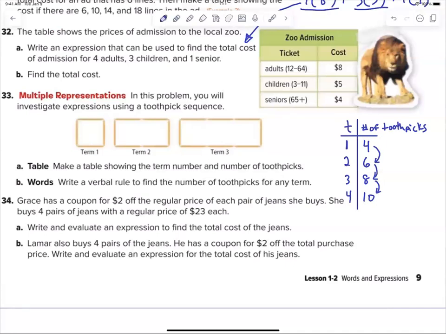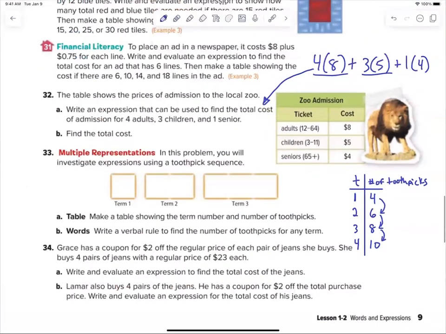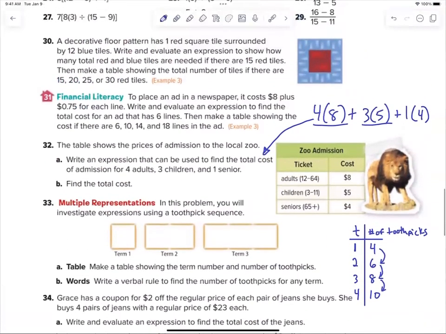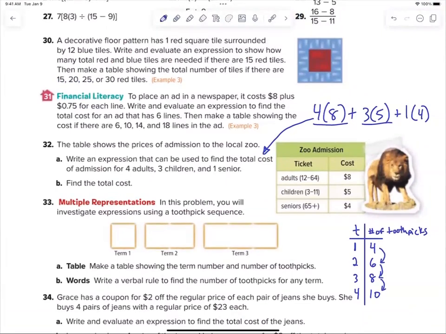All right, I think that's good for me. I think I did 32 and 33, 31. I think, listen, let's look at, I don't really care about the table at the moment.